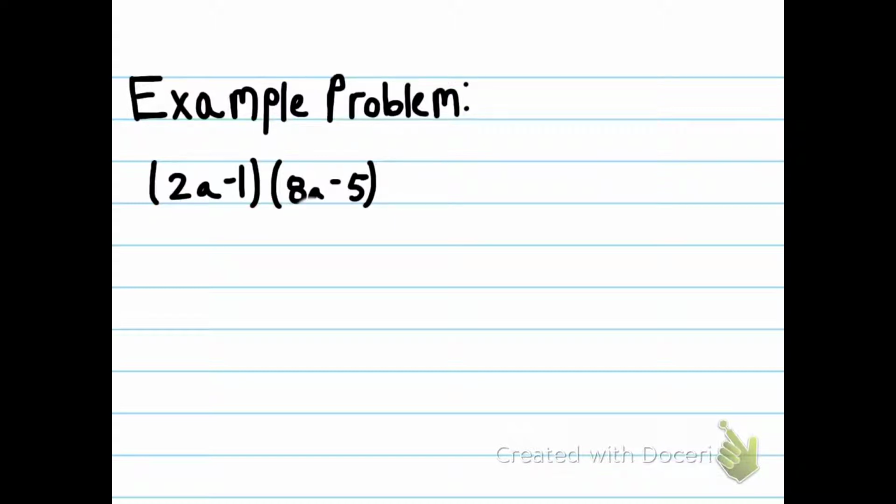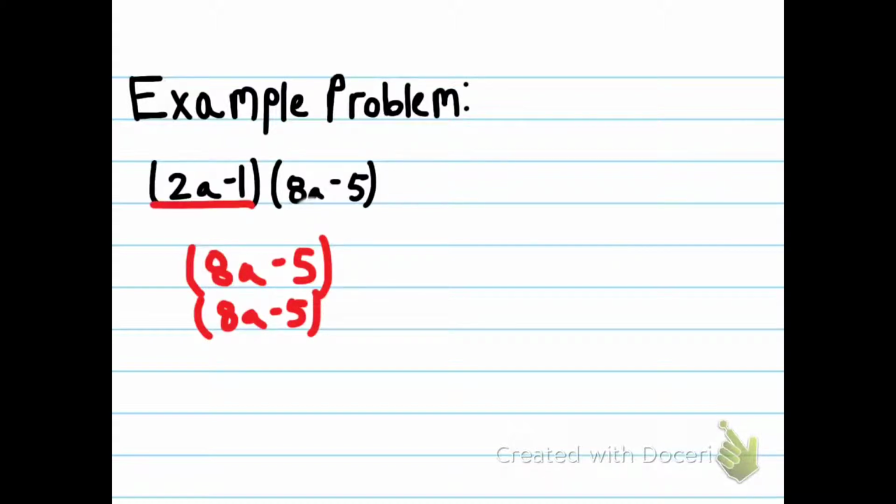So what I'm going to do is write 8a minus 5 two times because there are two terms in this polynomial. And then what I'm going to do is take each term from this polynomial and multiply it, or distribute it, by these polynomials right here. So I'm going to put 2a on the outside of one of them and then negative 1 on the outside of the other one. So now you just distribute like normal.